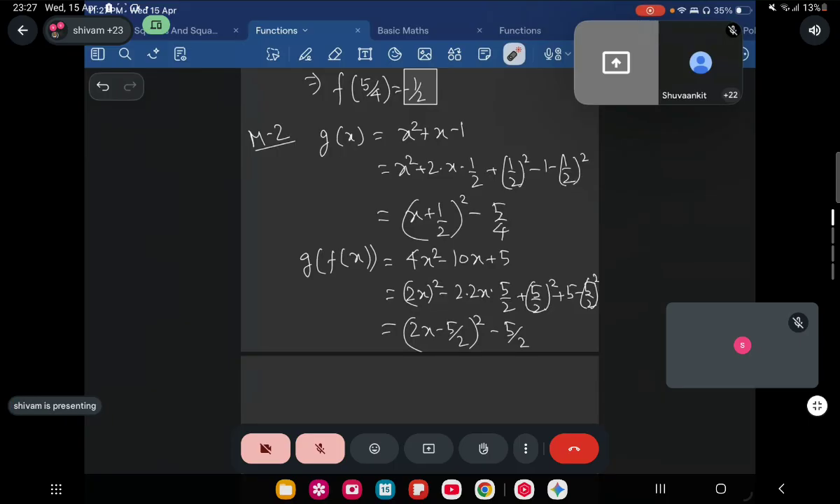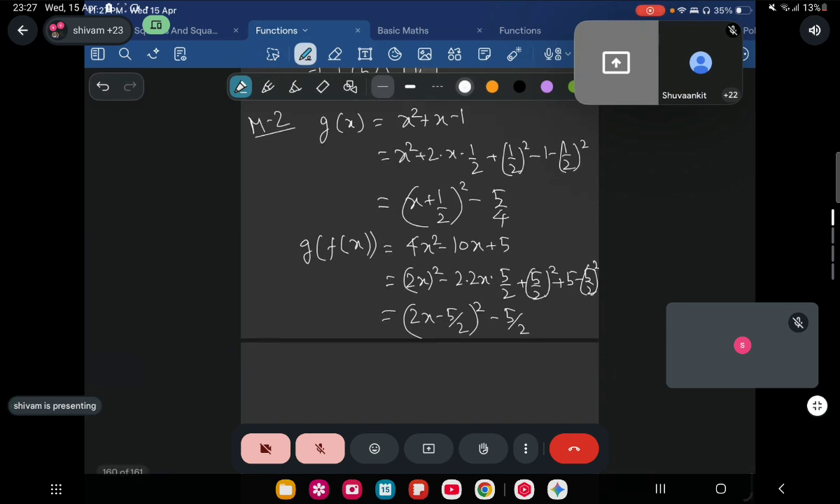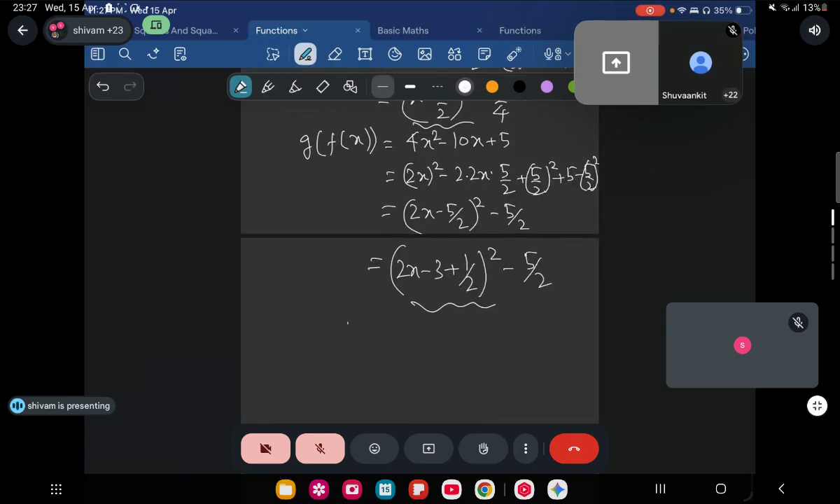So let us do some more modification. This minus 5 by 2, so this can further be written as 2x minus 3 plus half whole square minus 5 by 2. So on comparing these two, we can see that x was replaced by 2x minus 3. So therefore, f of x will be equal to 2x minus 3.